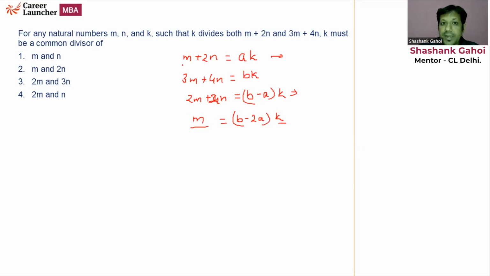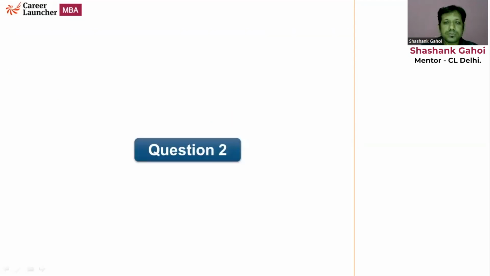So if k divides m and k divides m plus 2n, it means k must also divide 2n. So it means k has to be a divisor of m as well as 2n. So in this case, my answer is going to be option 2. Let's start question number 2.